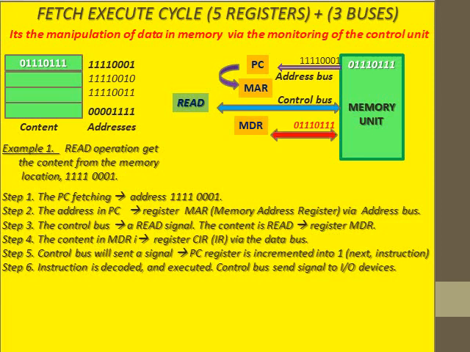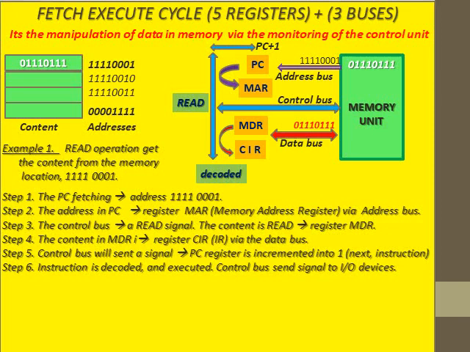Step 4. The content in the MDR is now copied into the register CIR. This is done through the data bus. Step 5. Automatically, the control bus will send a signal for the PC register to be incremented by 1 to get the next instruction. Step 6. The instruction in the CIR is finally decoded and executed by sending out signals by the control bus to various components of the computer system.